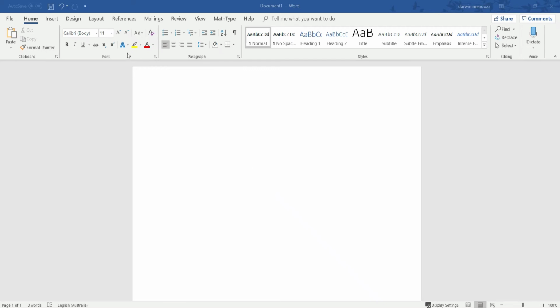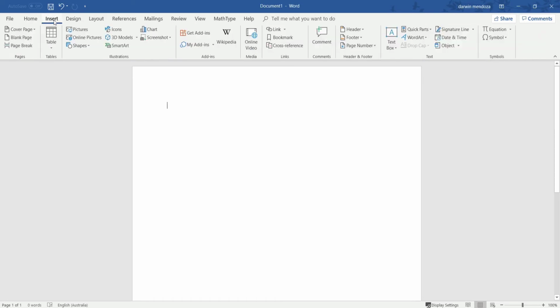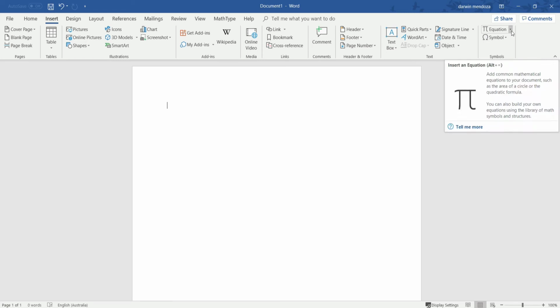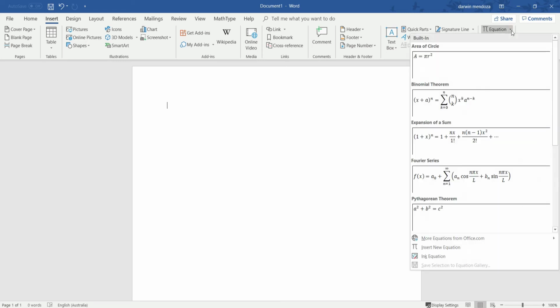Hey guys, some of you were wondering how to enter equations in Word. The way you do it is if you follow the control panels at the top, all the way through Insert, and you go all the way to the end, you find Equations. Click down the drop menu. Some of them are already included there, like the area of a circle and Pythagoras' theorem.